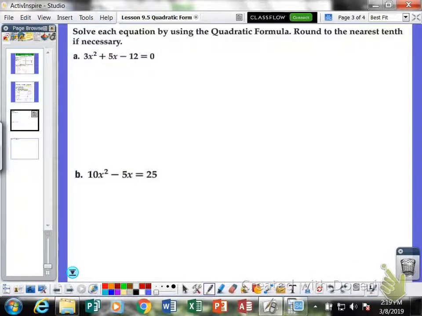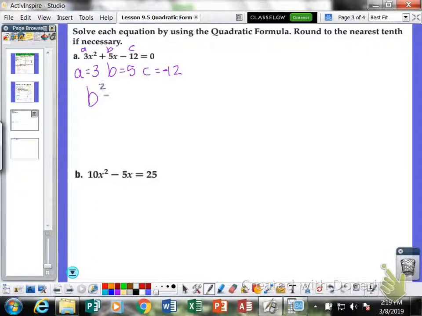Round to the nearest tenth if necessary. So again, sometimes they don't come out nice and neat like that. So let's see what happens here. All right, so first I'm going to write that my A is 3, my B is 5, and my C is negative 12. So remember, it's A, coefficient, B, coefficient, C, constant.